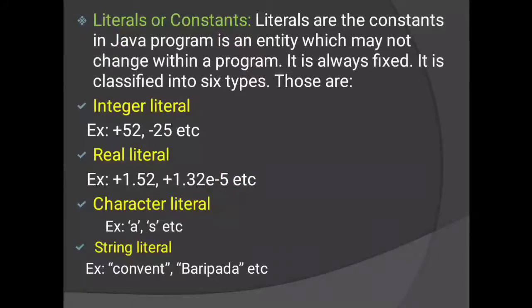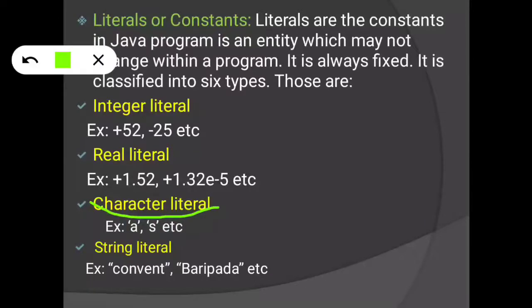Understood? Okay, then next is character literal or character constant. Character constant means when we represent a single character within single quotation marks. That is called character constant. For example, 'A' within single quotes, 'S' within single quotes. This constant will be treated as a character constant.